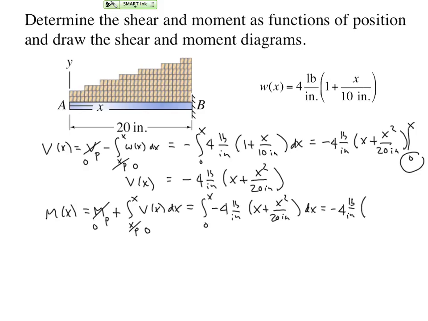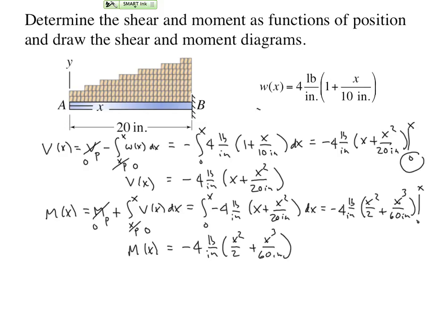This again integrates easily between these limits of 0 and x. Again, in this particular case, the lower limit doesn't give us anything, and so m as a function of x is just minus 4 pounds per inch times the quantity x squared over 2 plus x cubed over 60 inches.